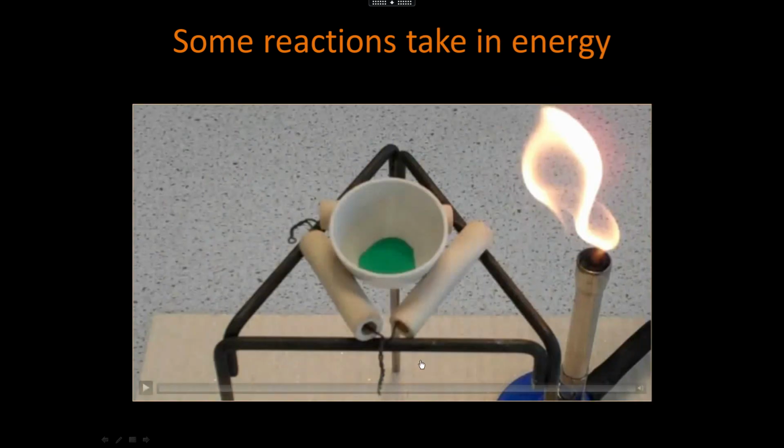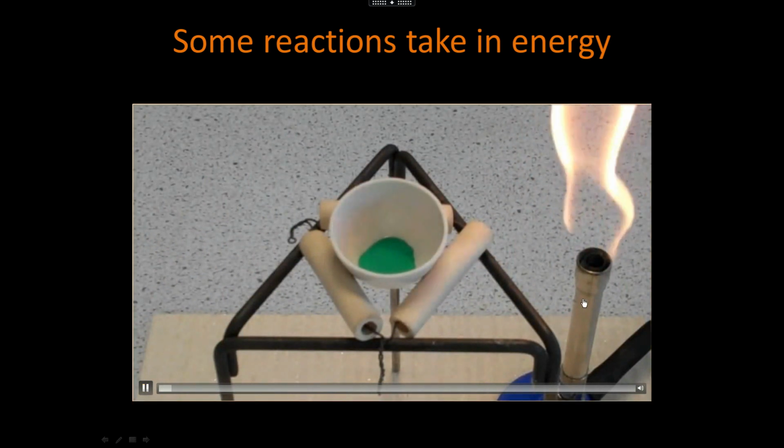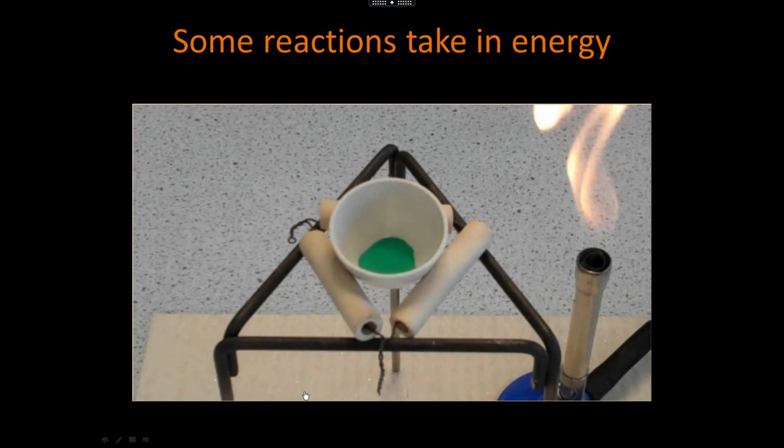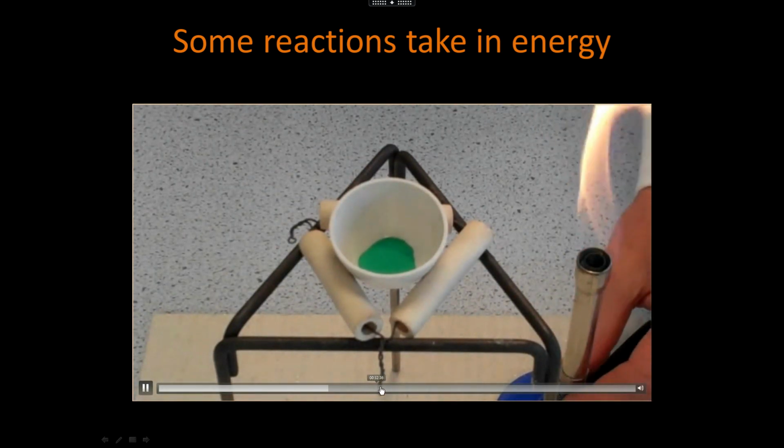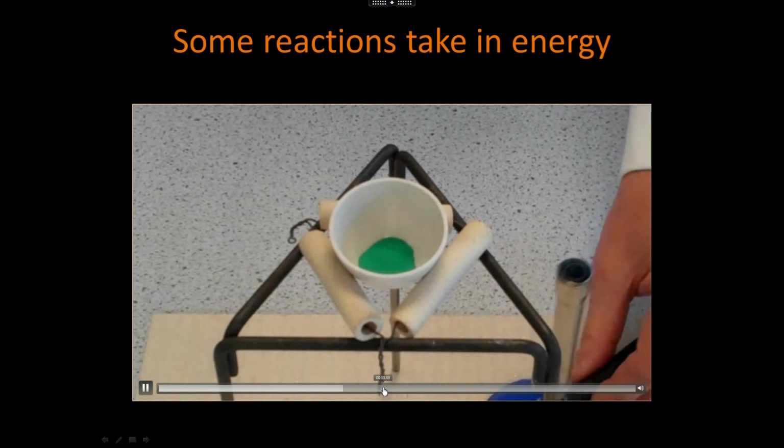Now, some reactions do something different. Here's a reaction. Instead of giving out heat energy, this needs to take in heat energy. So the Bunsen burner is going to go underneath this chemical to continuously heat it. And this reaction needs to take in a lot of heat energy to make the reaction happen. Let's fast forward that a little bit. Let's get the Bunsen burner underneath the chemical.